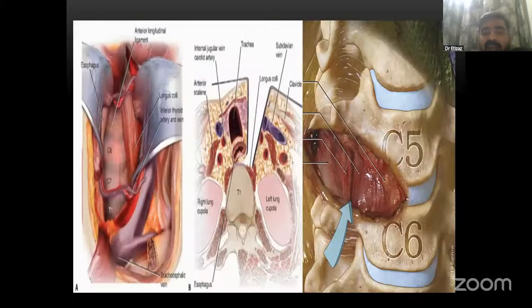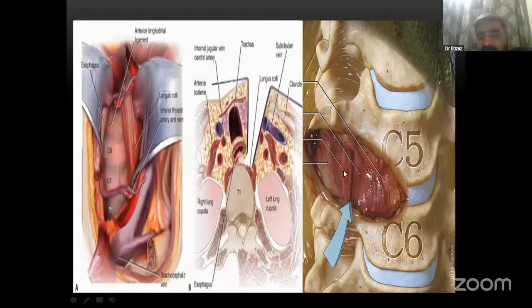This is another picture, the exact procedure we are doing at the level of C5, 6. This is the platysma muscle. Skin has been cut. This area is the platysma muscle. This is the sternocleidomastoid muscle. Look at this here. This is actually the carotid sheath, and most medially there will be the omohyoid muscle. This is the carotid sheath.